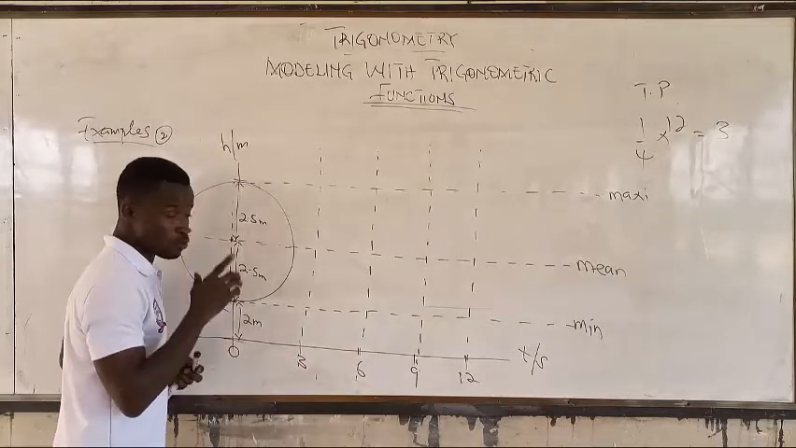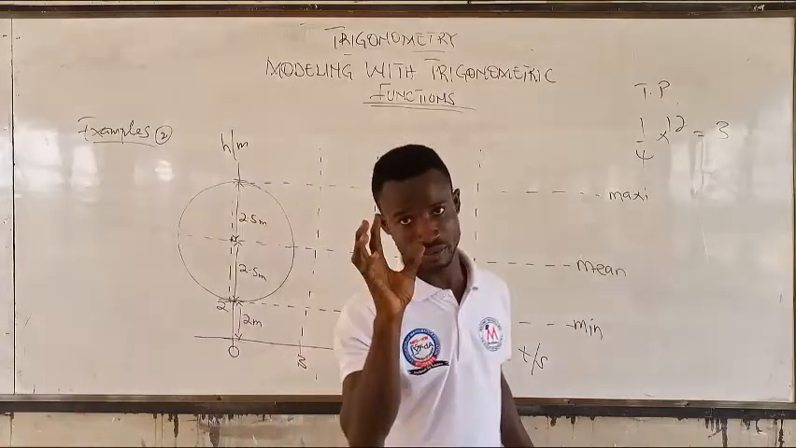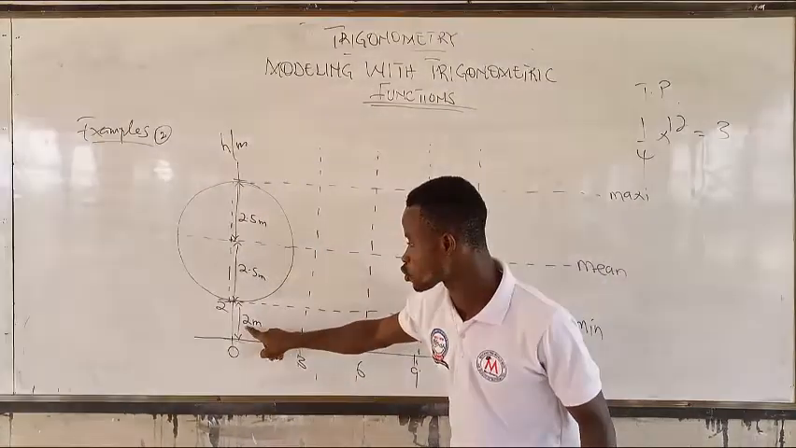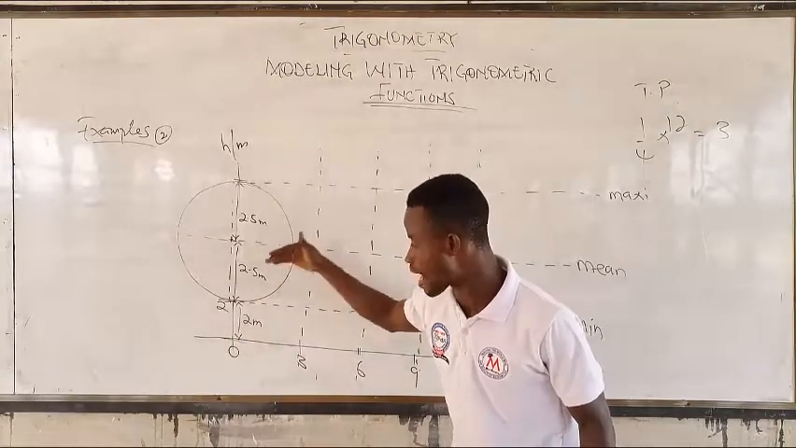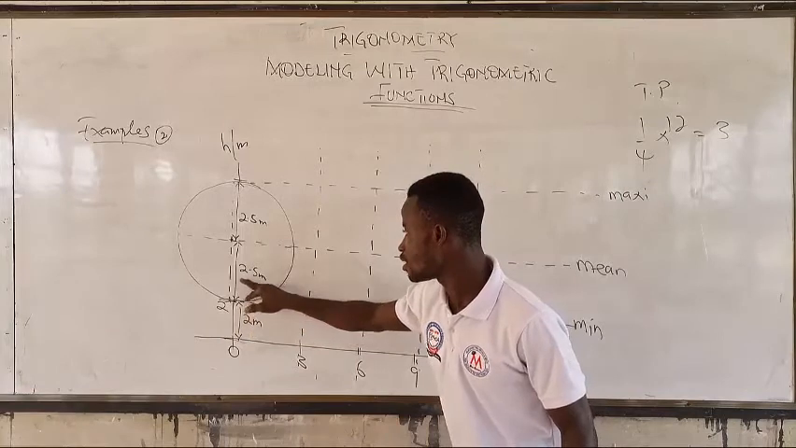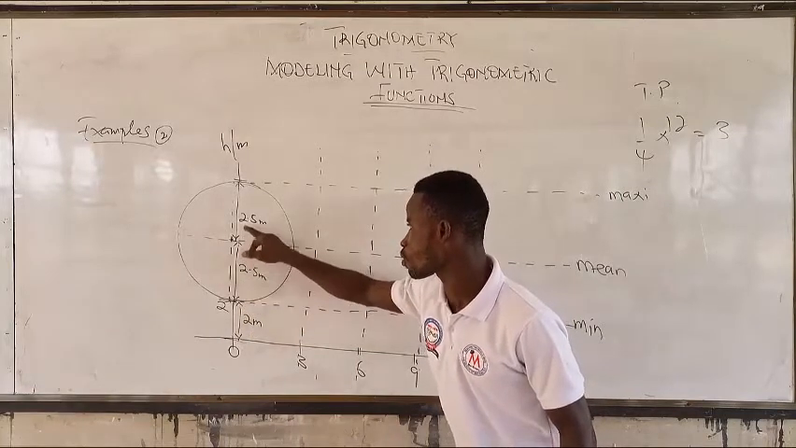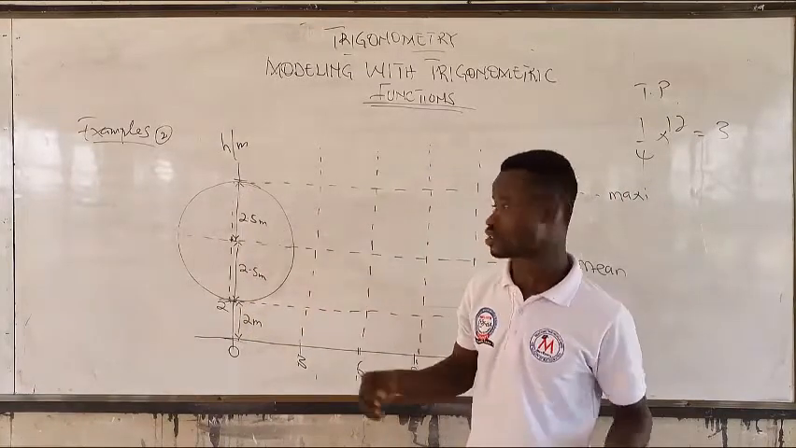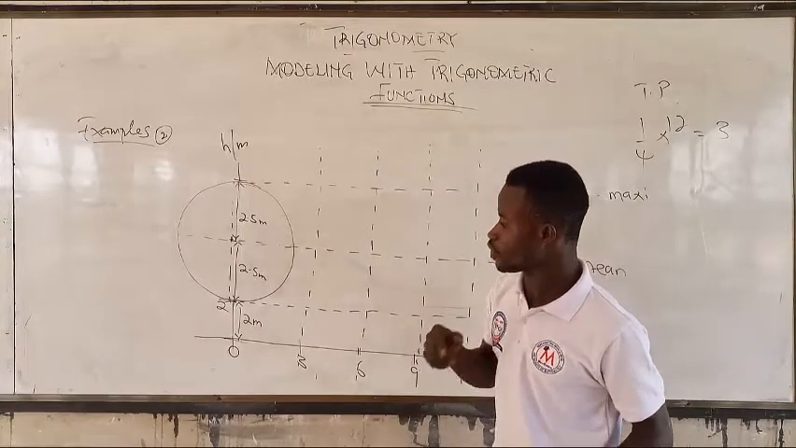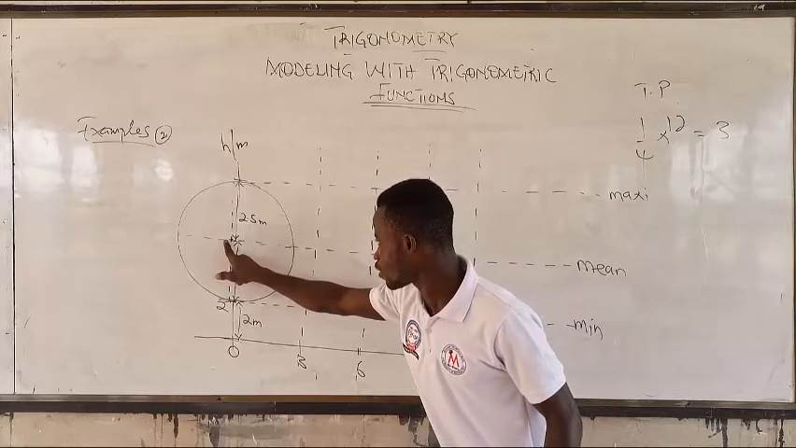Alright, now watch. Please watch. Take your time. Stop whatever you're doing and watch me. If here is 2 meters above, so from here to here is 2, then from here to here is 2.5. That is the radius of the Ferris wheel. Alright, nice. So what do you think here will be?